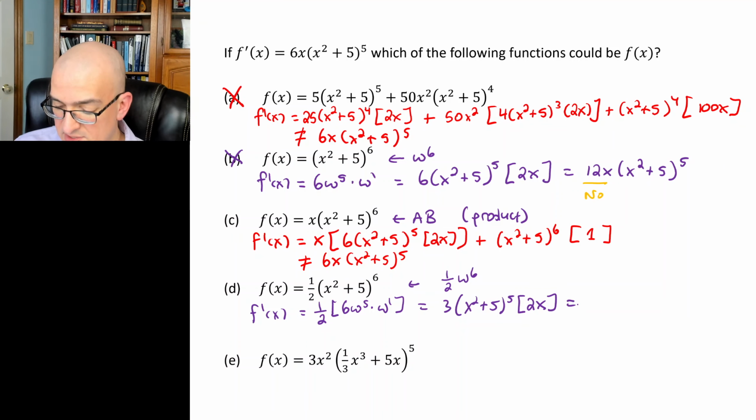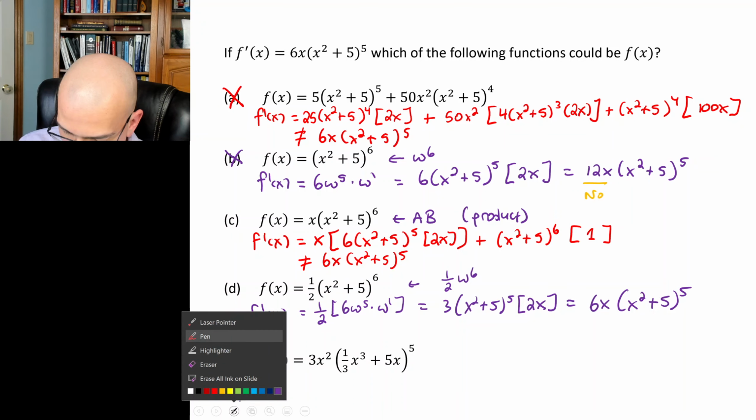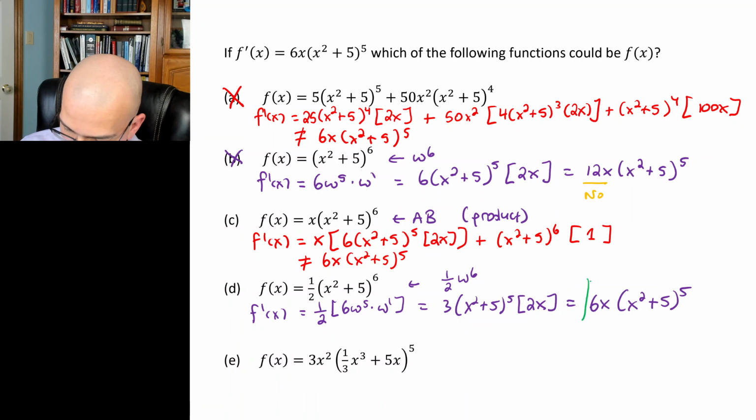Then we can simplify this. I can multiply the 3 by the 2x and that gives us 6x times x squared plus 5, all raised to the power of 5. And that's it. That's our yes.